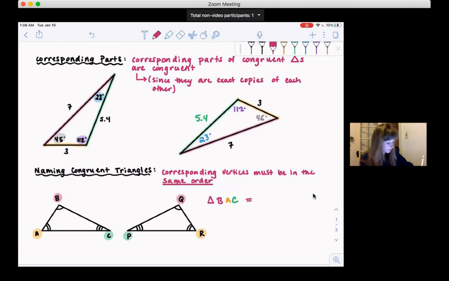And now I want to say that it's congruent to the other triangle. I need to list the vertices in the same order. So I went pink, yellow, green. So on this triangle, I also need to go pink, yellow, green. So I'd go Q, R, P. So I'm listing the corresponding vertices in the same order. We don't have to go in that particular order, like maybe I go C, A, B. That's fine as long as when I name the next triangle, I go in the same order. So now I need to go green, yellow, pink, so I would go P, R, Q.